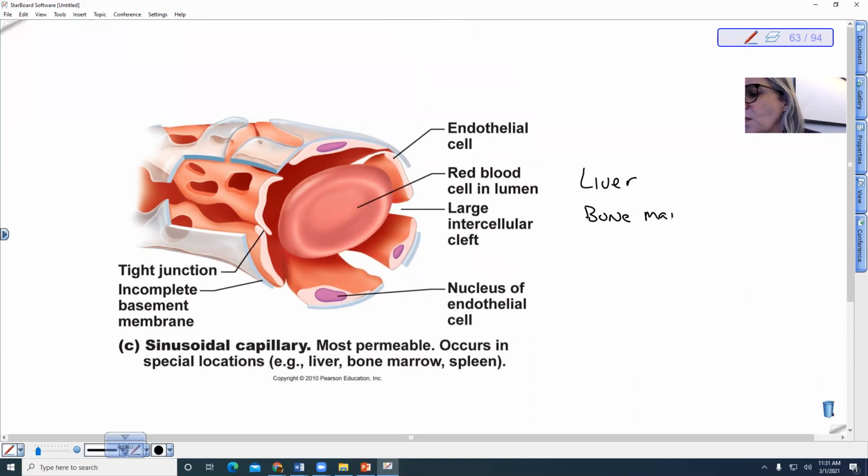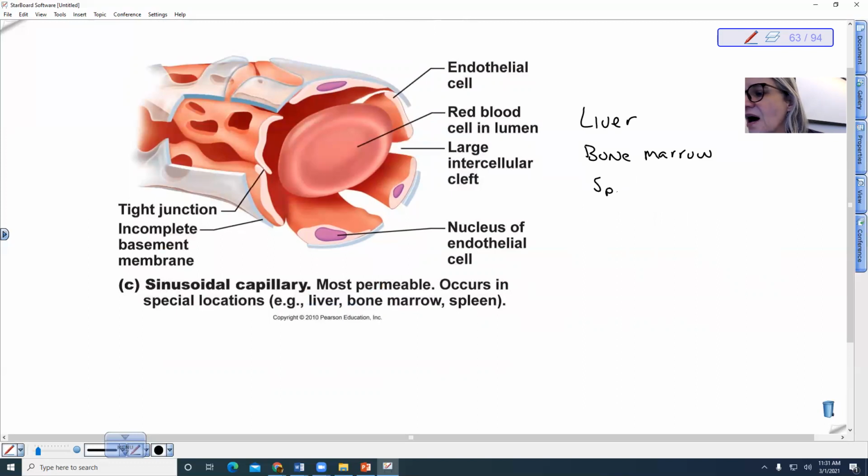What is the red bone marrow's function? That is the production of blood cells. And so blood cells need to be able to get out via the capillaries in the bone marrow, right? And then the spleen also filters blood, and that is, remember, where we have large white blood cells called macrophages that eat old damaged red blood cells and break them down. So these are places where we have sinusoidal capillaries. Again, this would be the most leaky.